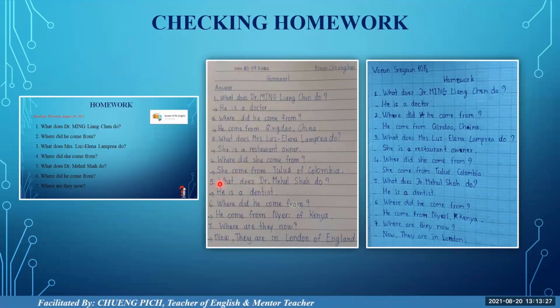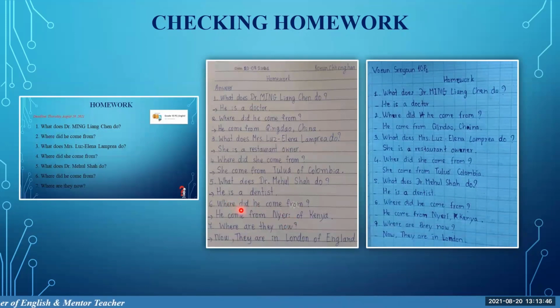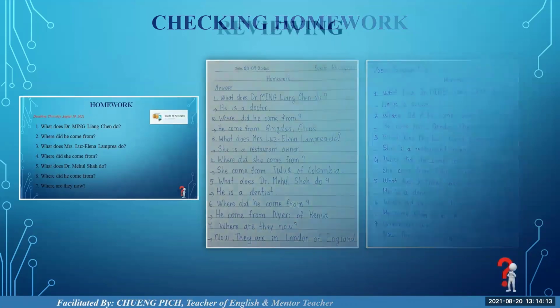Okay. Number 5, what does Dr. Mahershala do? He is a dentist. Also, he is a dentist. That's correct. Where did he come from? This is another question in the past as well. So say he came from. Both of you have to just change come to came, from Nigeria of Kenya. The last one, where are they now? Now they are in London of England, or now they are in London. Both answers are correct. That's okay.